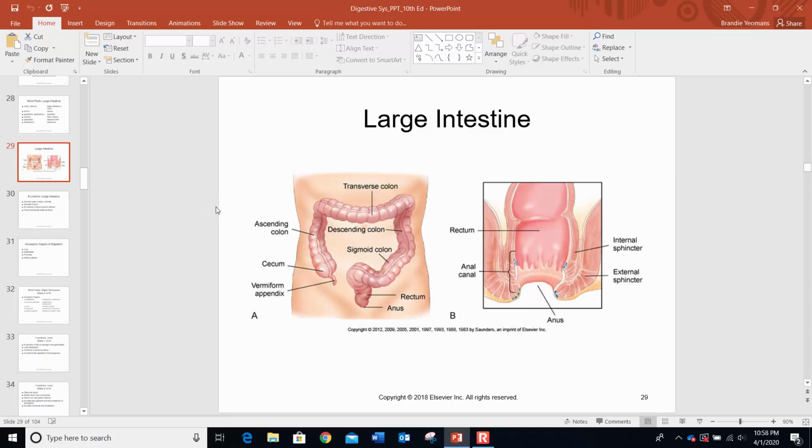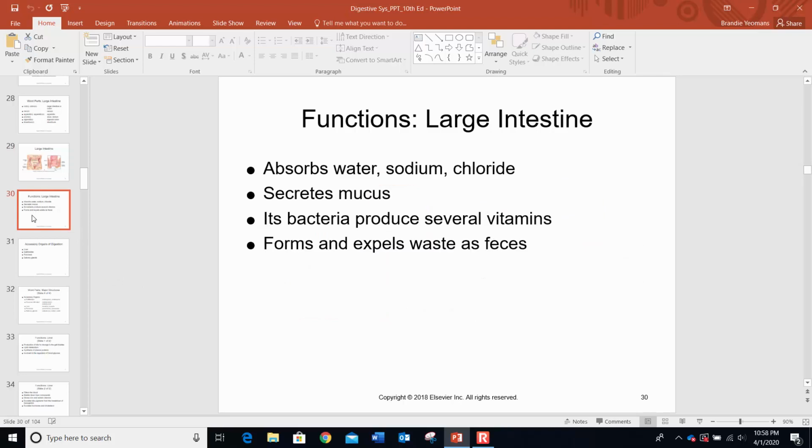Here's another good picture of the large intestine, so you can see where I was talking about the vermiform appendix. Then you have the ascending colon, transverse, descending, sigmoid, here where it's taking that little sharp S turn from the descending. Then you get down to the rectum, and then the anus where that waste product is removed.